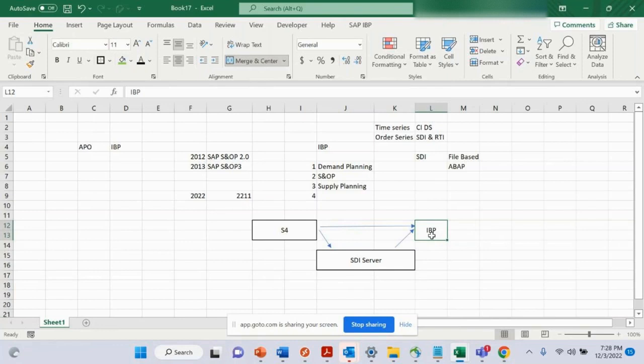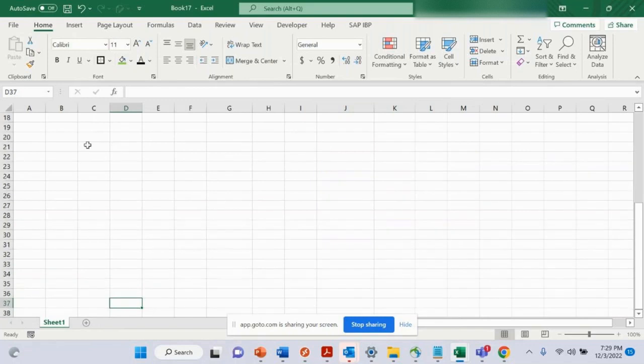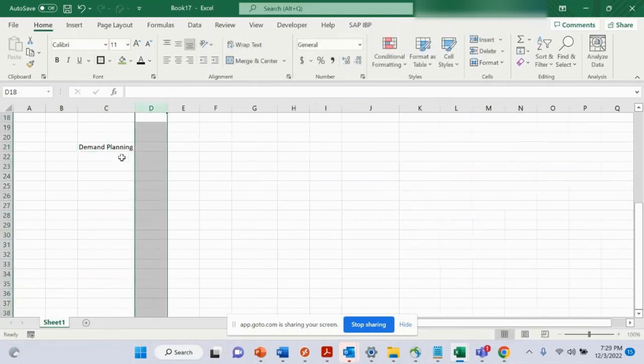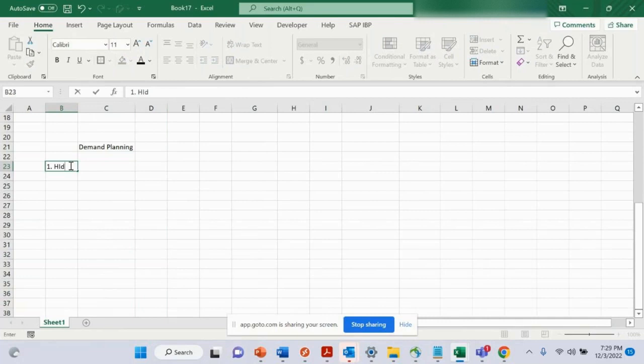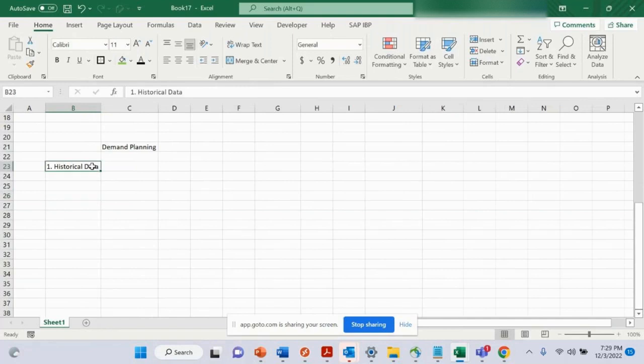Now, coming to what we can do in IBP. In IBP there is demand planning. In the demand planning topic, if I list down the subtopics that we can do, the first step of demand planning is to load the historical data. By historical data loading I mean that we are loading the past shipment histories of the products which have already been sold, to generate the forecast for the future months.